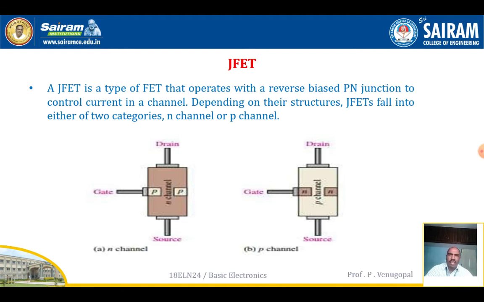Next topic is JFET. This is the first category of the FET. A JFET means junction field effect transistor. It is a type of FET that operates with a reverse biased PN junction to control the current in the channel. Depending on the structures, JFET falls into either of two categories. One is N-channel or the P-channel.